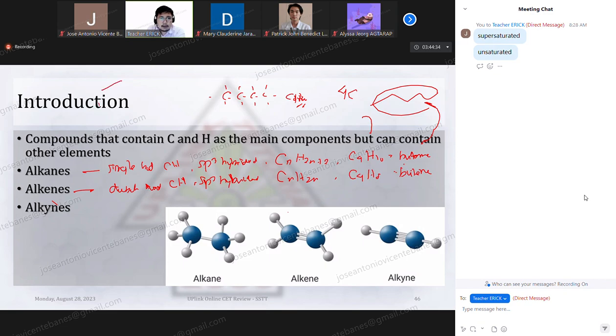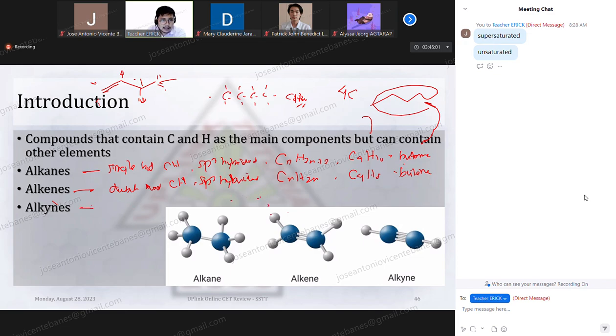We have 1, 2, 3, 4 carbons. So this is your butene. So you have 1 hydrogen, 2 hydrogen, 3 hydrogen, and so on, up to 1, 2, 3, 4, 5, 6, 7, 8. So we have 8 hydrogens for your butene.